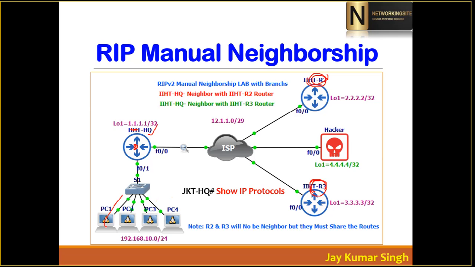Now when this PC wants to communicate to a branch, for communicating with the branch you need an ISP in the middle, because the ISP will help you create communication between branches. So when the ISP is there in the middle and you are configuring RIP, first you configure RIP and see the problems, then I will tell you how RIP manual neighborship can remove those types of problems. So we are going to configure normal RIP routing now.